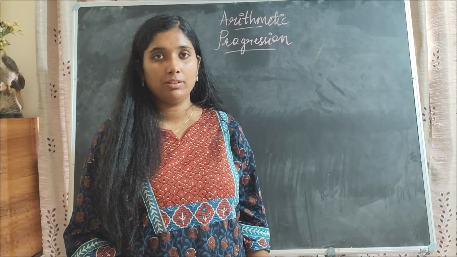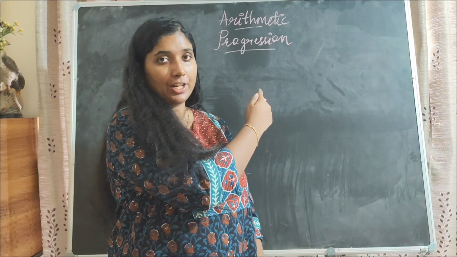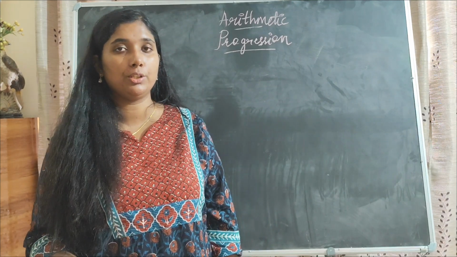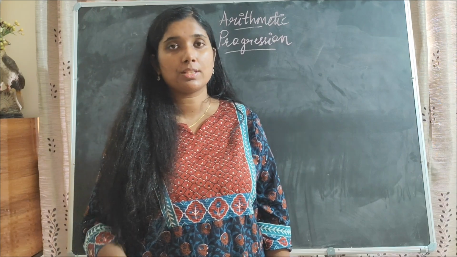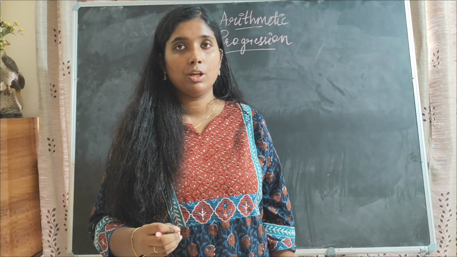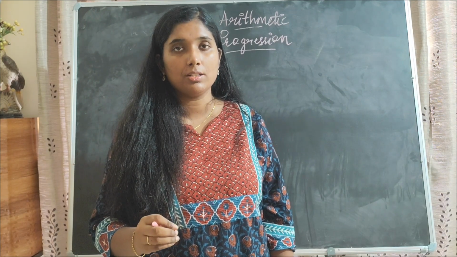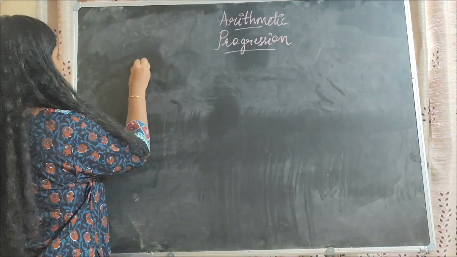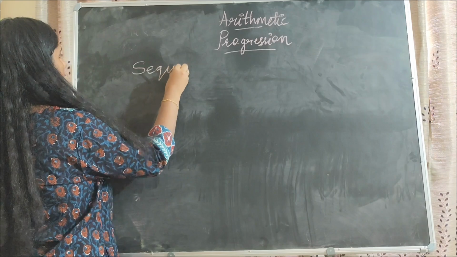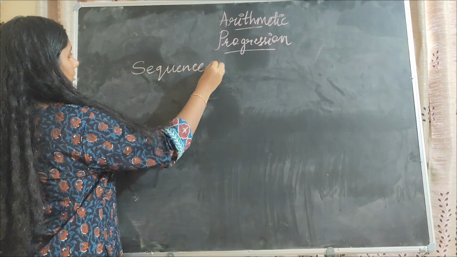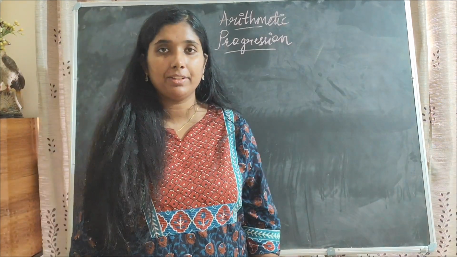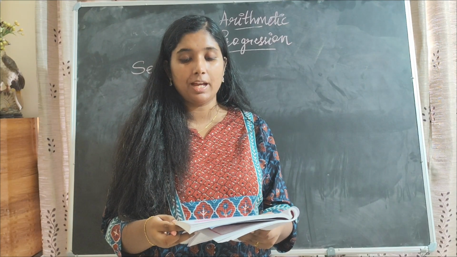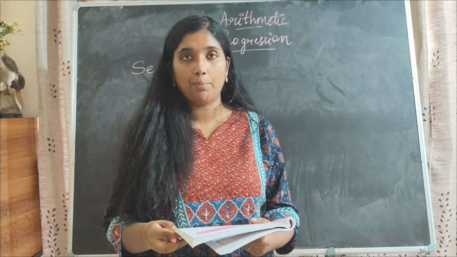Today we are going to learn about arithmetic progression. This is the next chapter we are going into. So to start with arithmetic progression, we need to understand first what is a sequence. As per definition, a sequence is when numbers are arranged in a definite order, like the natural numbers.